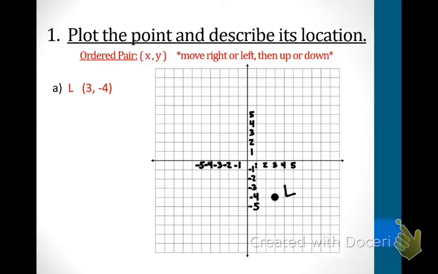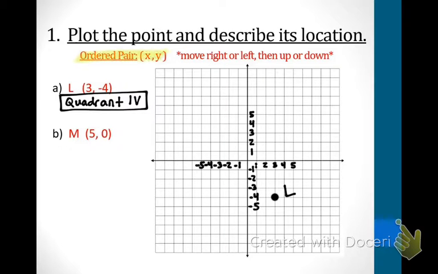Quadrant 4. Quadrant 4 is correct. So directly underneath it, we're just going to go ahead and write that it was in quadrant 4. That is the location of that point. Okay, so let's just remind ourselves.